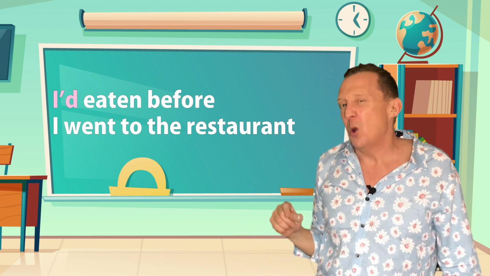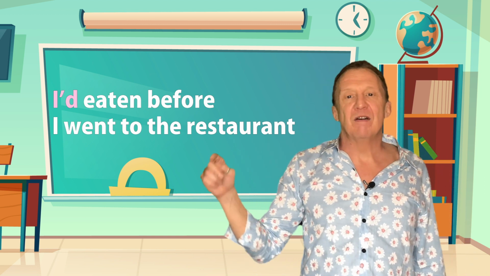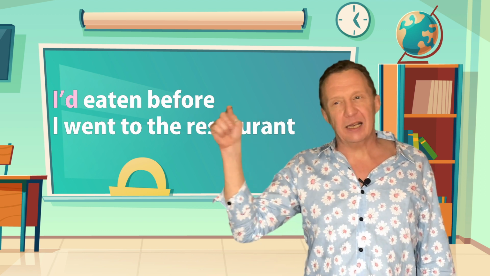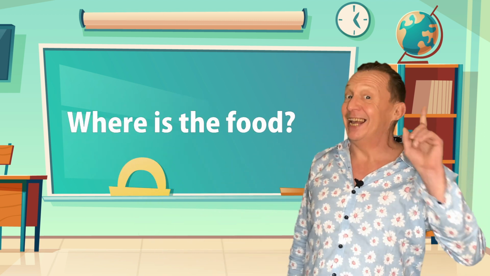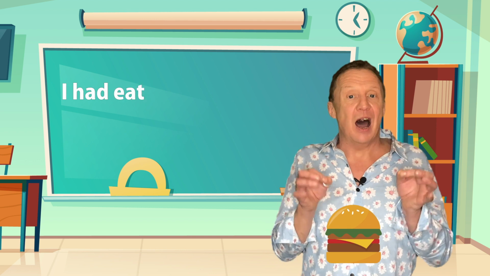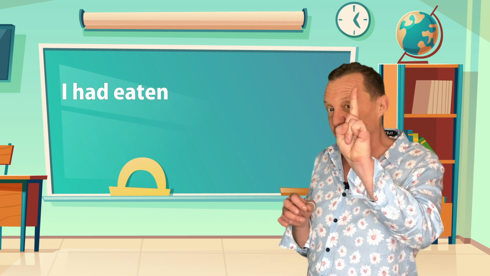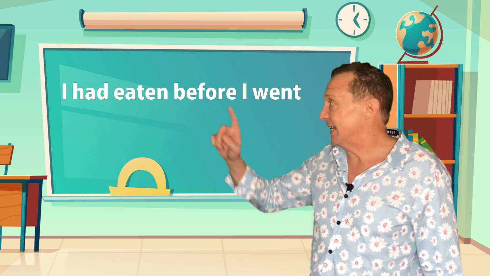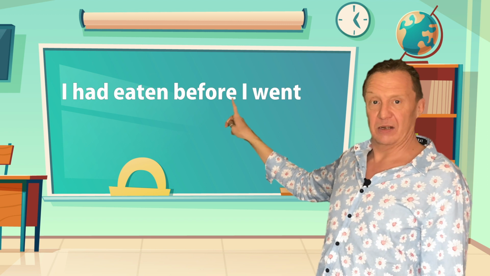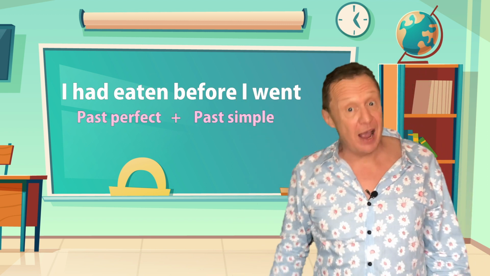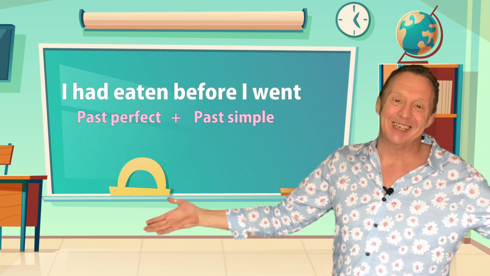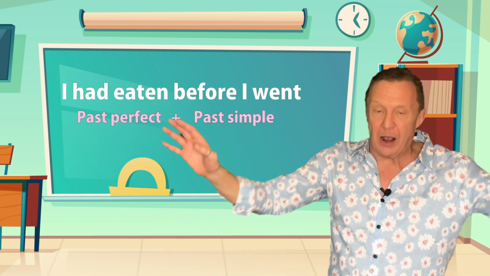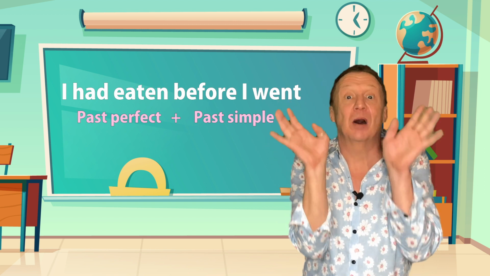So here's the question. Where is my meal? I had eaten before I went to the restaurant. Where is the food? Exactly. The food is here in my stomach. Why? Because I had eaten. First action, second action. I had eaten before I went. Past simple. So we have past perfect plus past simple. Easy peasy lemon squeezy.